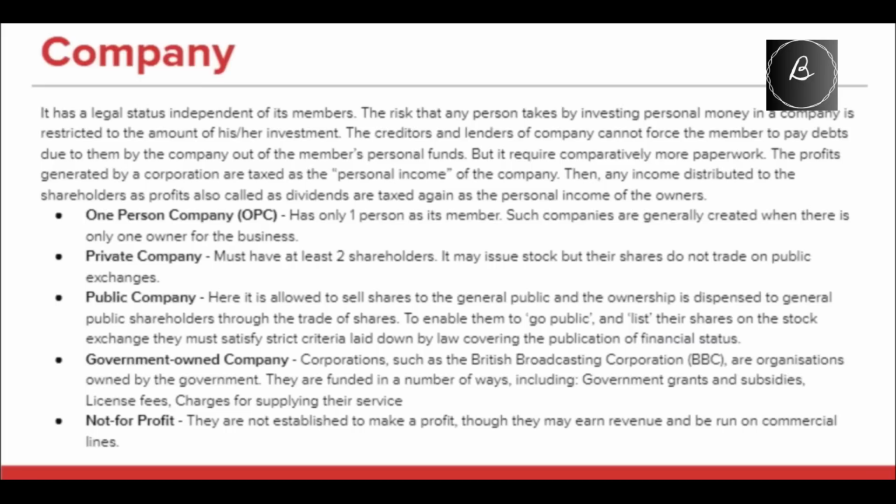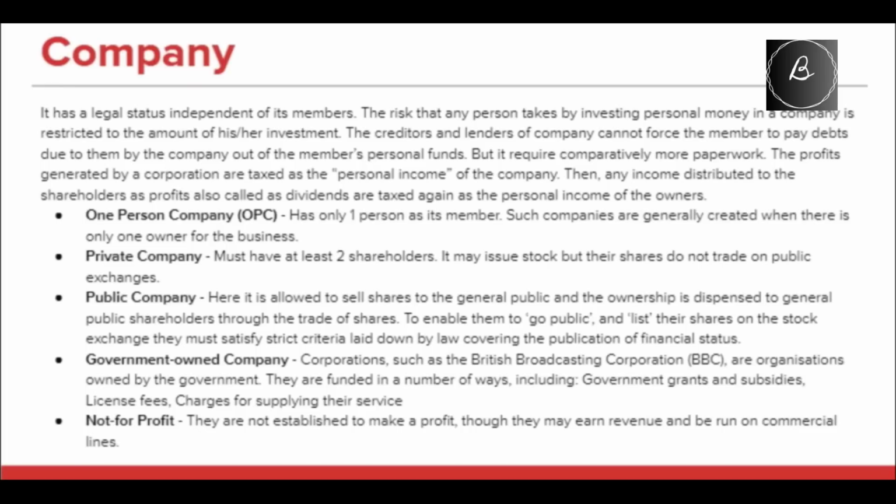But it requires comparatively more paperwork than other enterprises. The profits generated by the corporation are taxed as personal income of the company. Then, any income distributed to the shareholders as profits, also known as dividends, are taxed again as personal income of the owners. Coming to the types, we start with a one-person company or an OPC.